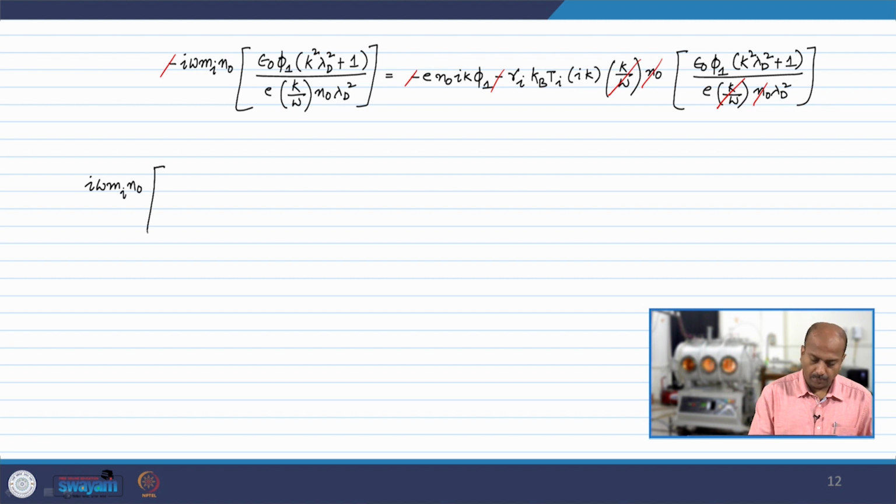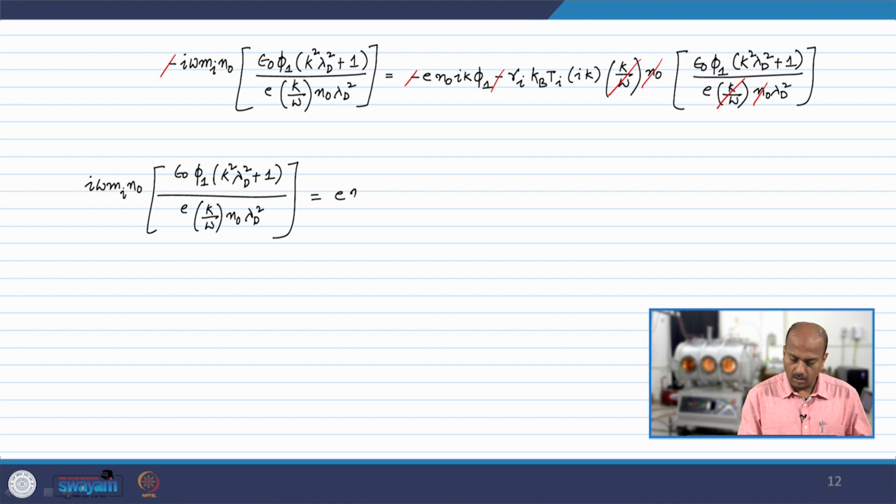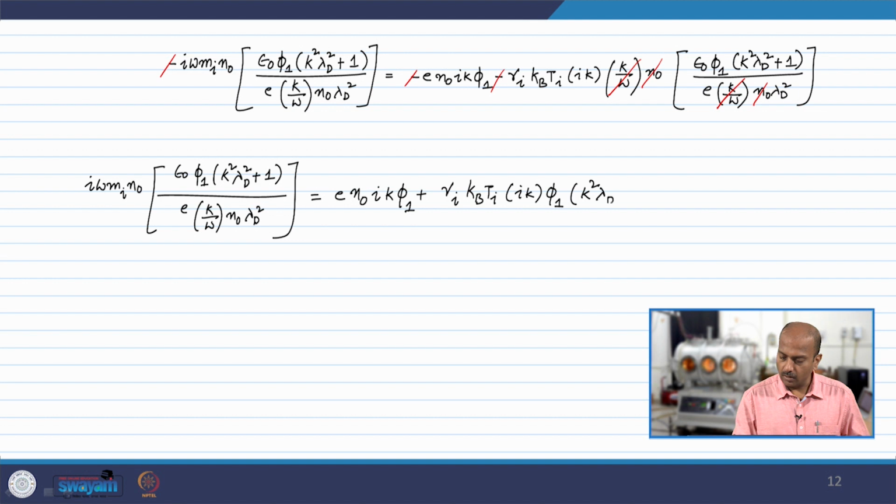mi n naught times epsilon naught phi 1 times k square lambda d square plus 1 divided by E times k by omega n naught lambda d square is equal to E n naught I k phi 1 minus plus gamma I kb ti times I k phi 1 times k square lambda d square plus 1 divided by E lambda d square. Right, we can cancel this iota. You can cancel this n naught which appears, and we can cancel phi 1.